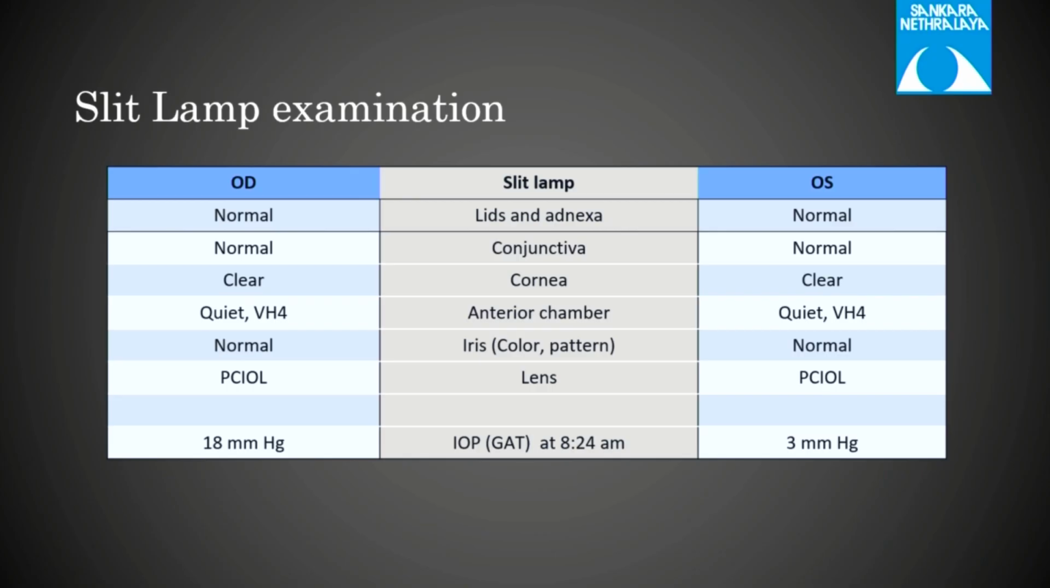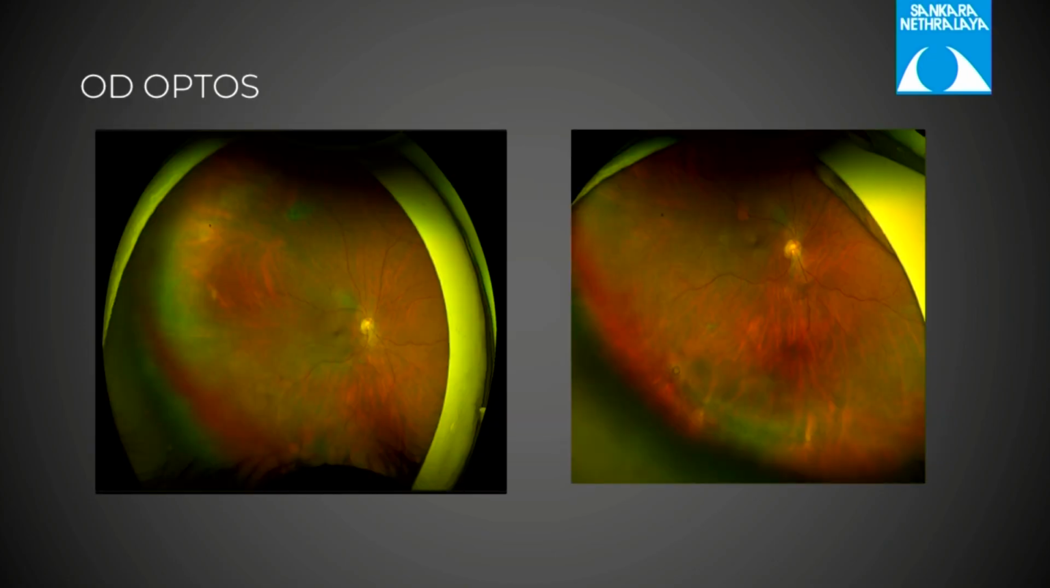Both eye lens status was PCIOL. And intraocular pressure in the right eye is 18 mm Hg and in the left eye is 3 mm Hg. This is the Optos image of the right eye.